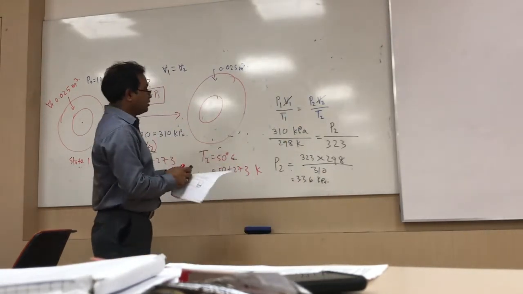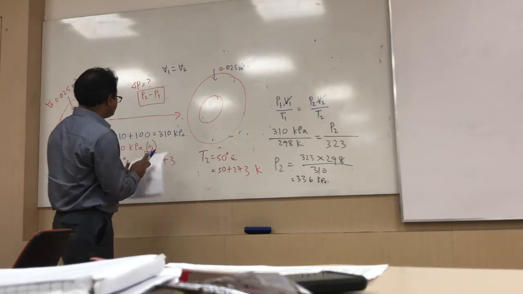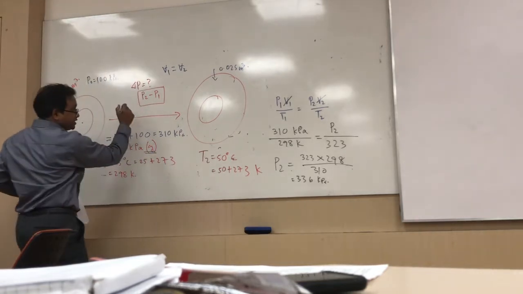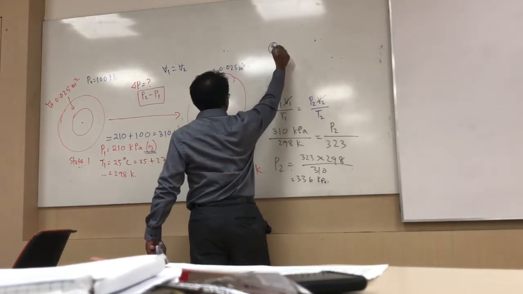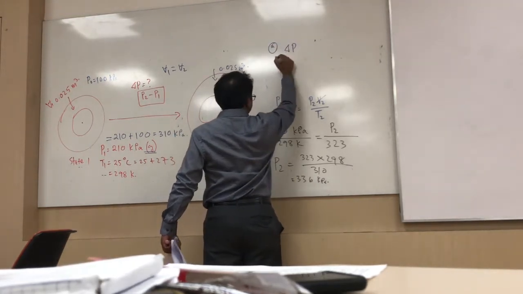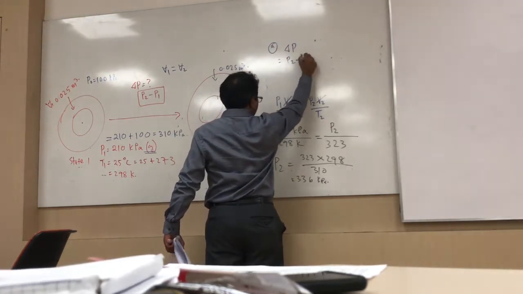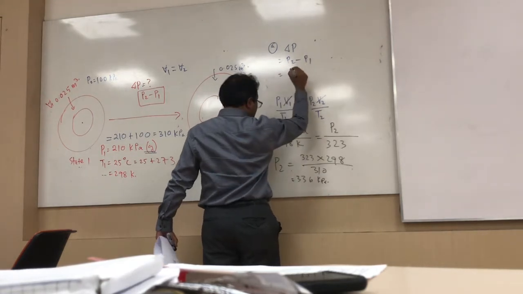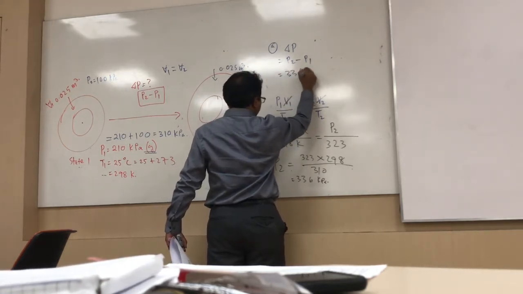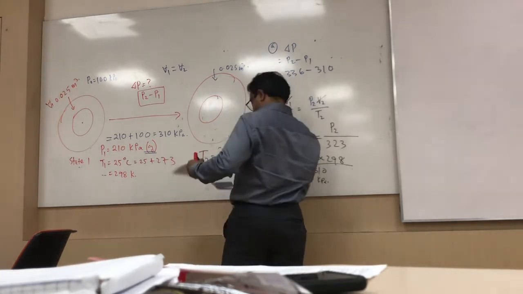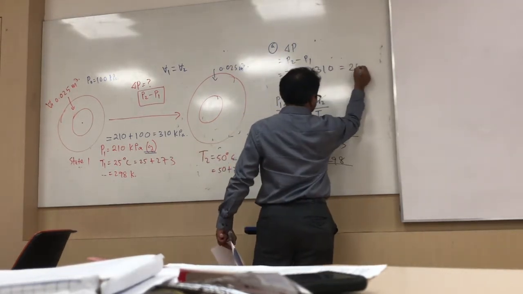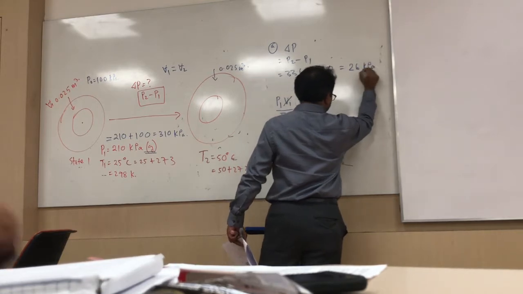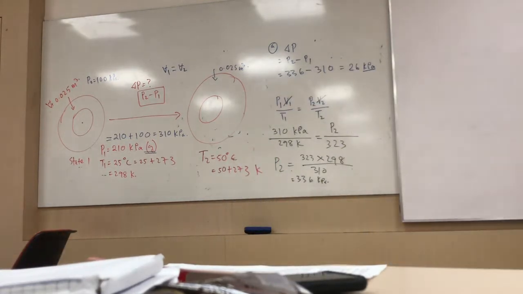Alright, done. So what is the rising pressure? Rising pressure delta P is equivalent to P2 minus P1. What is P2? 336 minus 310, and the answer is 26 kilopascal. Alright, so now we see our mark.